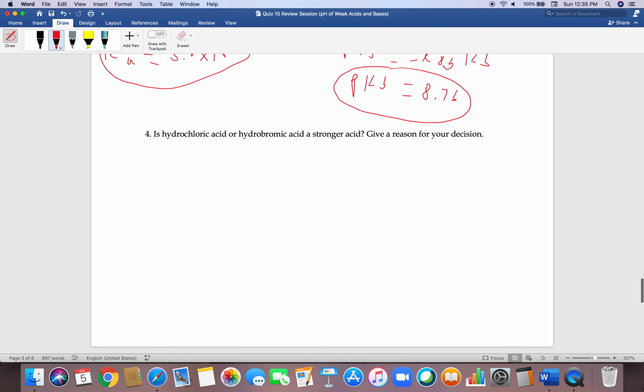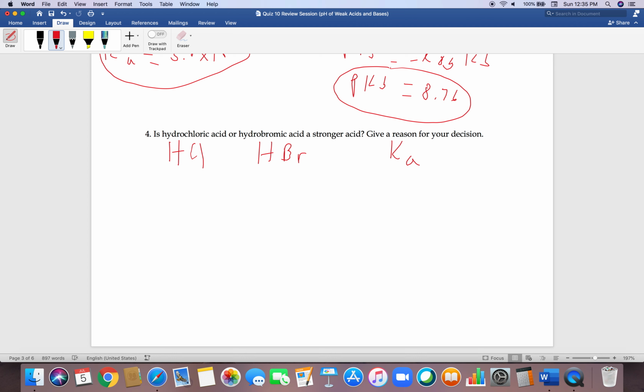All right, number 4, we get a break, a conceptual question. We're asked, is hydrochloric acid or hydrobromic acid a stronger acid? So interesting that I put this on here. Hydrochloric acid is HCl, hydrobromic acid is HBr, and they're both strong acids. Now the reason why I put this on here is that if we were given their Kas, we could compare their strength. I didn't give you their Kas, so we can't compare their strength based on that, so we're going to have to look for another avenue to compare their strength.